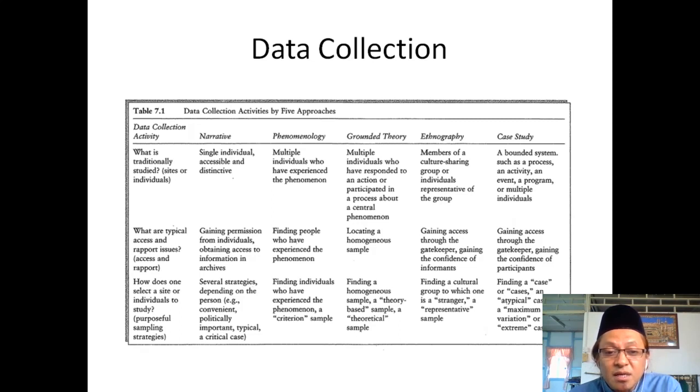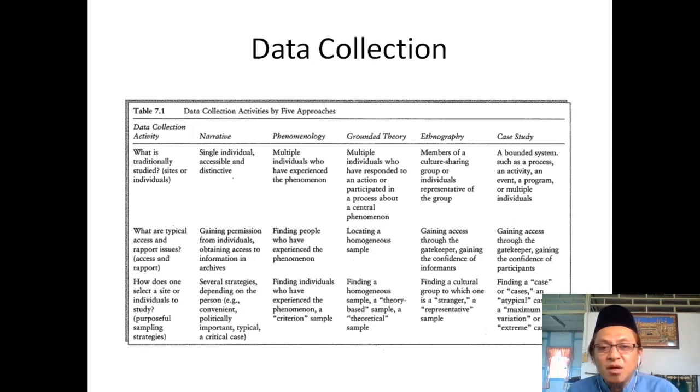Okay, how does one select a site or individuals to study? Several strategies depending on the person. For narrative, you can call them, you may have to have a good person who can introduce you to the person. Okay, phenomenology, finding individuals who have experienced the phenomenon.